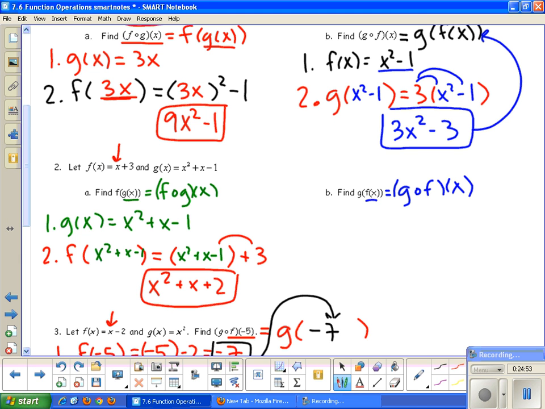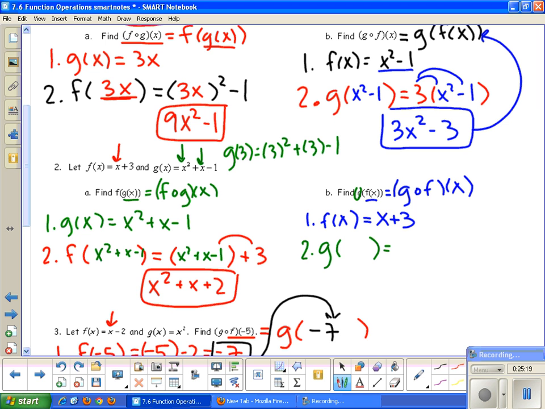Now for the next one, we could rewrite this as g circle f of x. So my inner function is f of x, and f of x now is equal to, remember, x plus 3. Now we're taking this and plugging it into my g function. So g parentheses would be equal to, notice that there are two variables here that we have to plug something in for. Just like if I had g of, let's say, 3, I would do 3 squared plus 3 minus 1. But we're not plugging in 3, we're plugging in this entire f of x equation. So that's why I'm going to do parentheses squared plus parentheses minus 1.